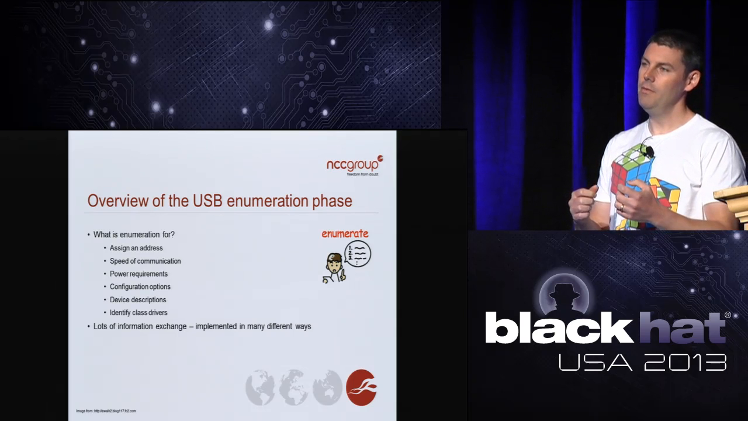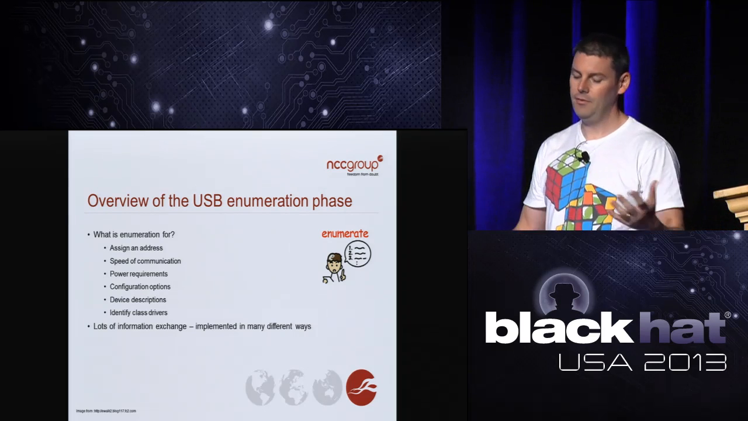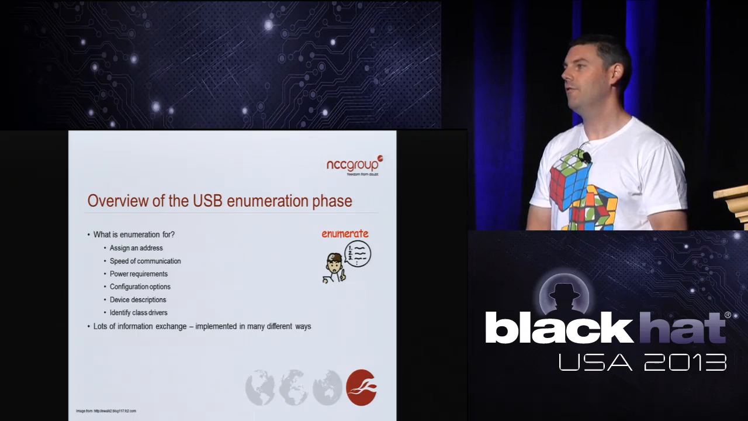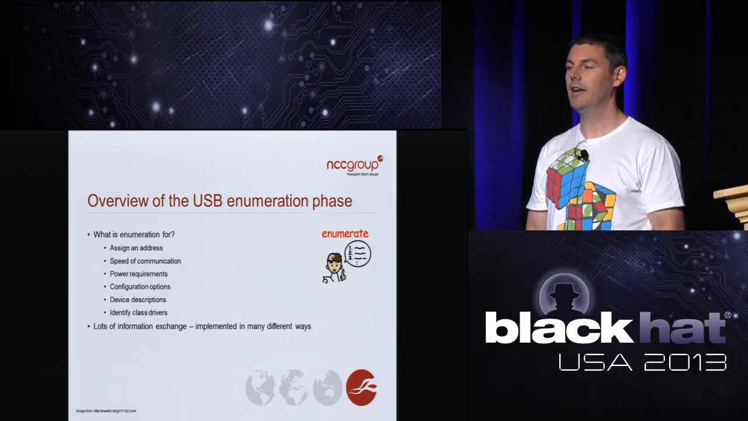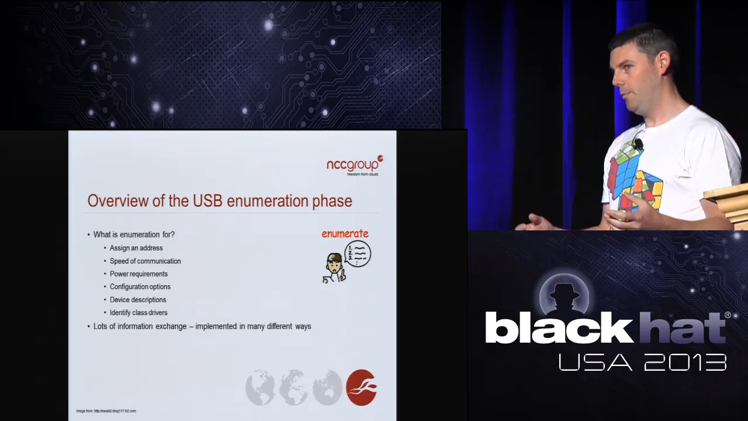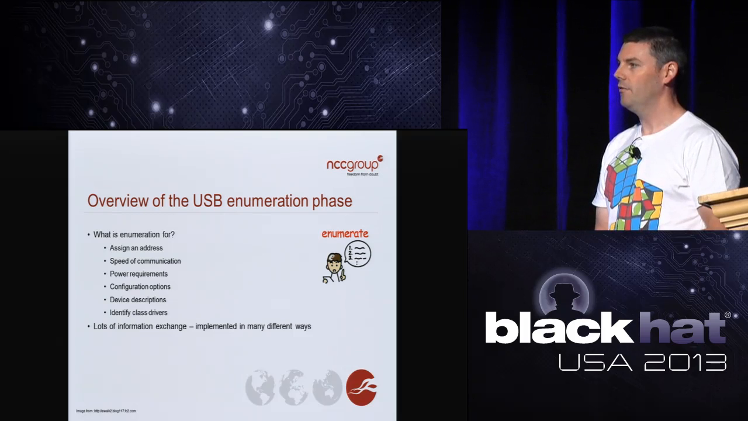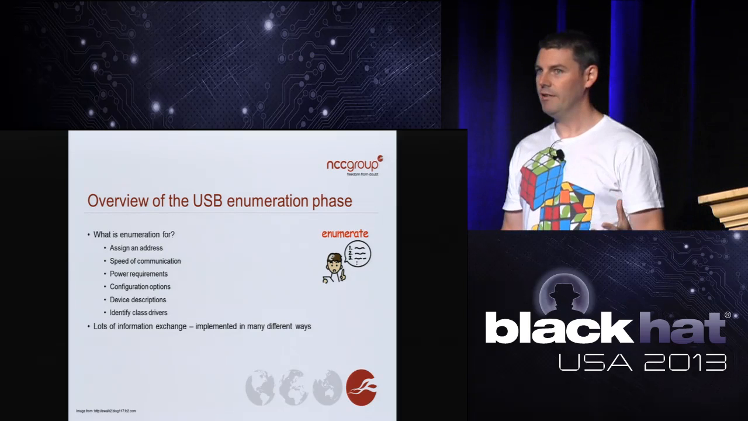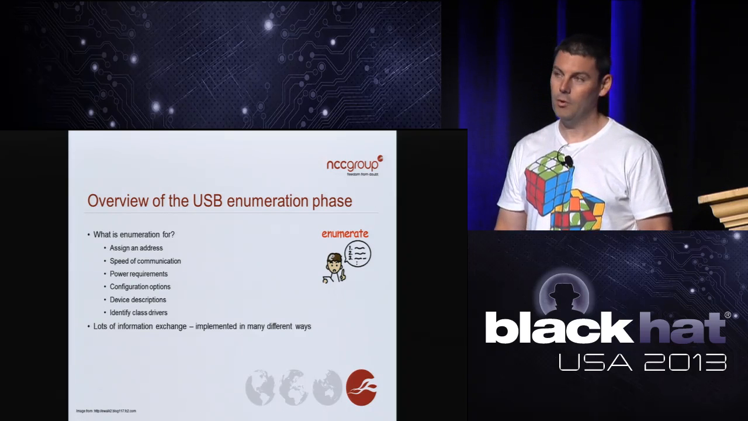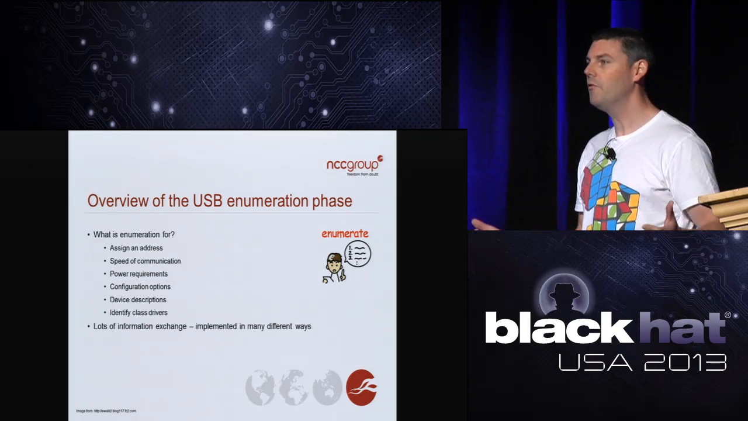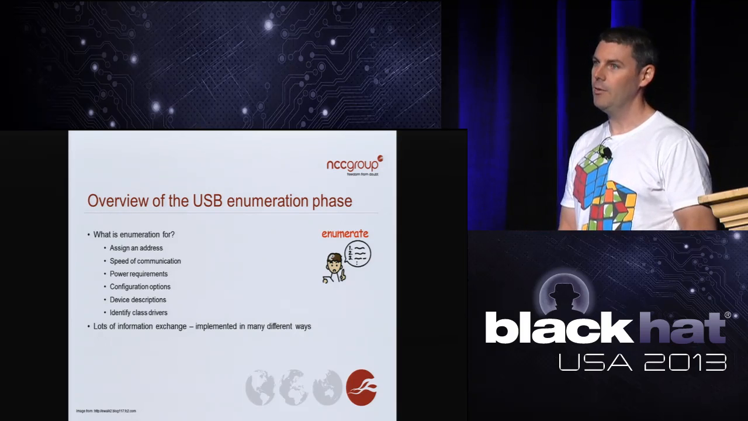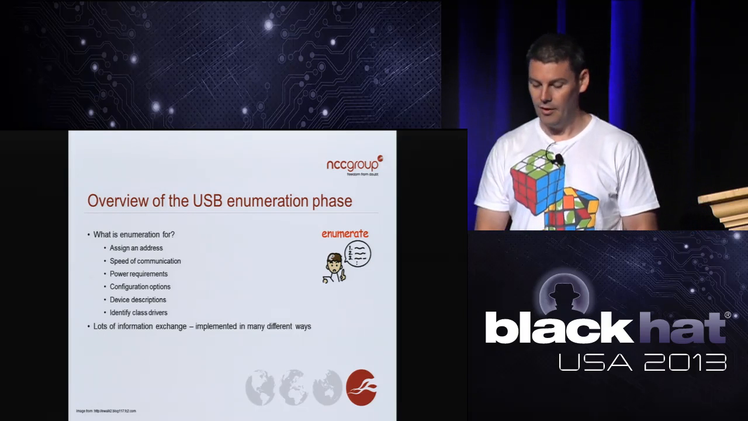And the device needs to explain how many different configuration options it has. If, for example, you've got a multifunction device like a printer, scanner, that kind of thing, there are different configurations within USB that explain the capabilities of the device for each of those functions. All of this happens during this enumeration phase that happens over a period of seconds before you can start using the device. So plenty of information exchange goes on, and this is implemented in lots of different ways depending on the USB stack within the host that you're plugging the device into.